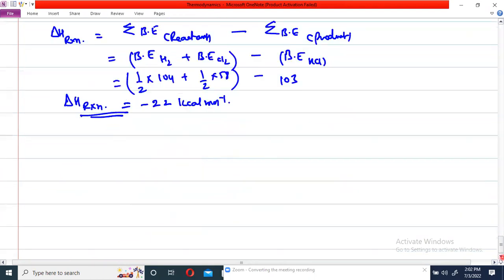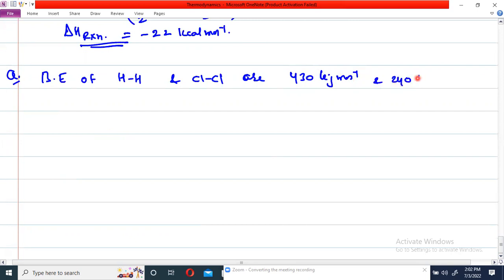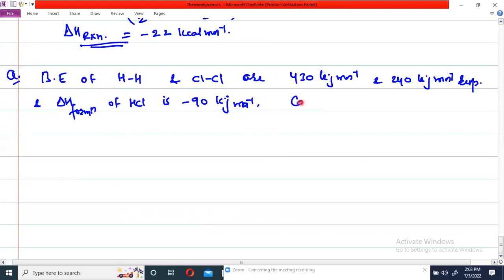Here, the bond energy is given, and we are able to calculate the heat of the reaction. One more example I will show you, because this kind of numericals they will ask in the exam. The bond energy of HH and ClCl are given as 430 kJ per mole and 240 kJ per mole respectively, and heat of formation of HCl is given as minus 90 kJ per mole.